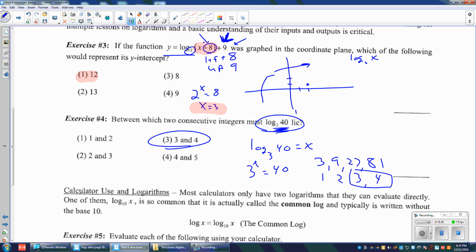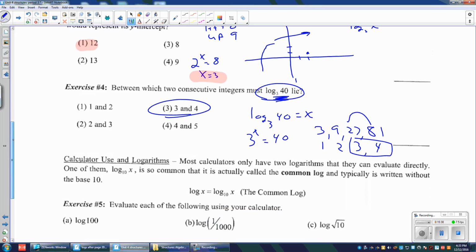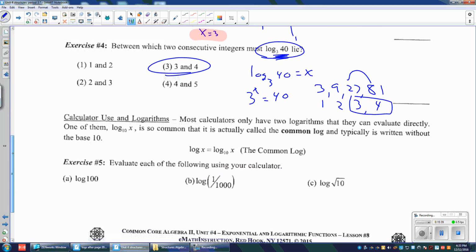You understand how I did that? I just did 3 to the first, 3 to the second, 3 to the third, 3 to the fourth. Found out that these two are what 40's in between. 40's in between 27 and 81. Got it as between 3 and 4 because it's the third and fourth number.